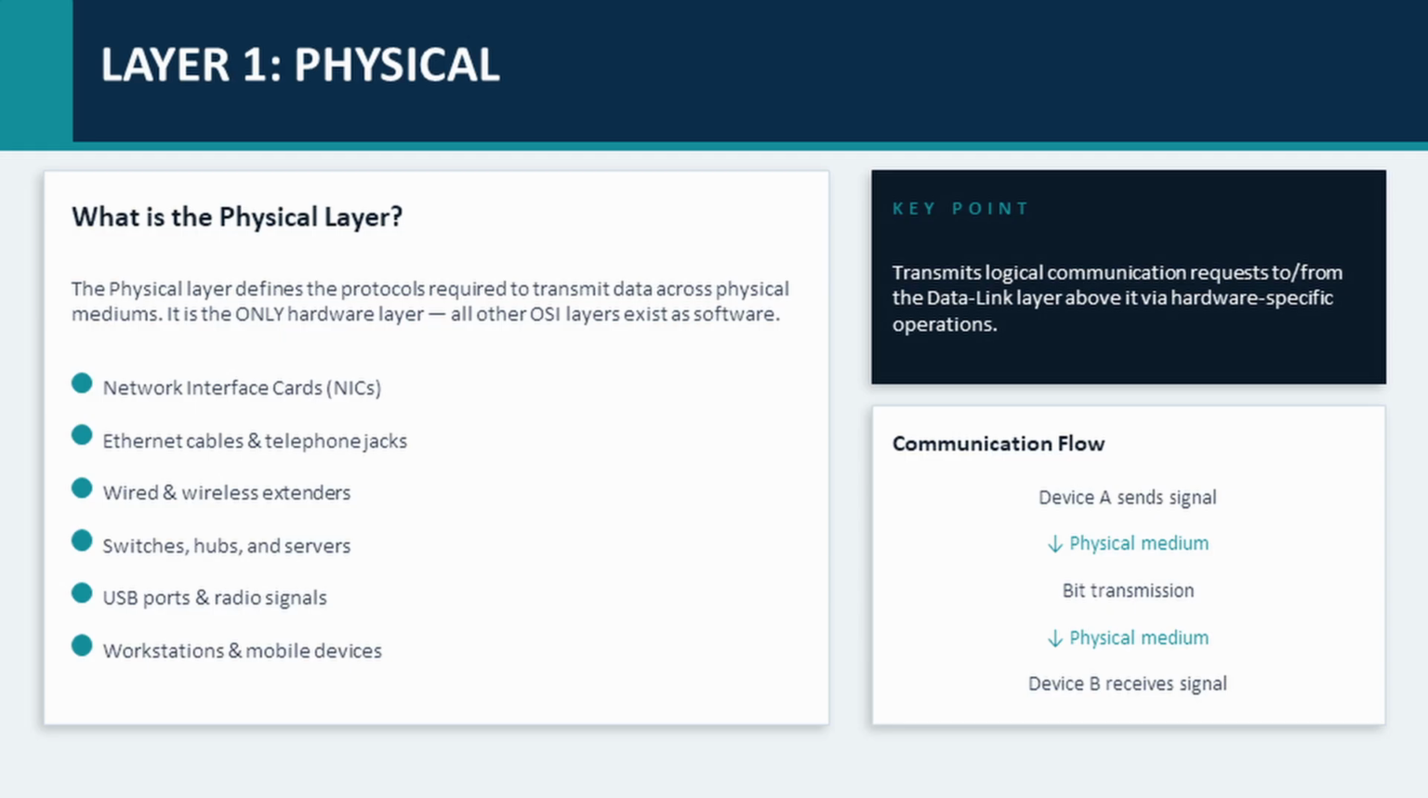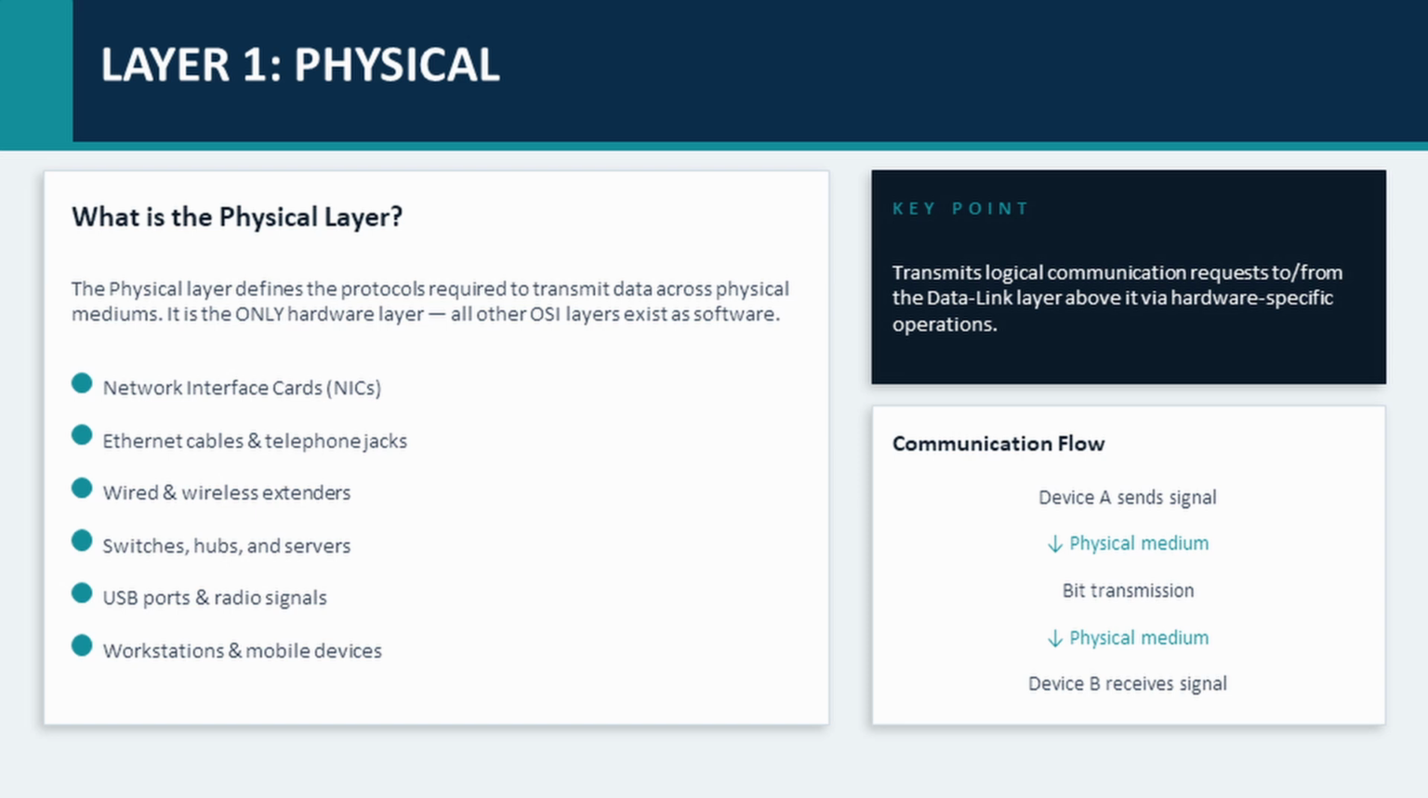Let's start at the very bottom of the OSI model. Layer 1, the physical layer. The physical layer is the only hardware layer in the OSI model. Every other layer exists purely as software. This layer defines the protocols and specifications that govern how raw bits of data travel across physical media, whether that's an Ethernet cable, a fiber optic line, a Wi-Fi radio signal, or even a USB connection.